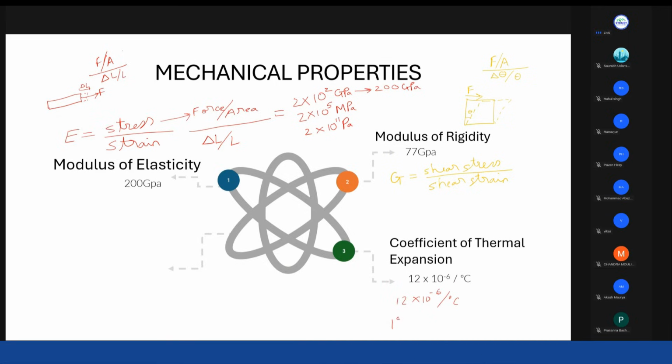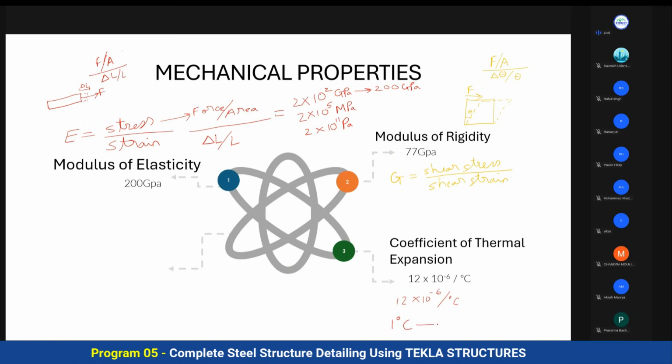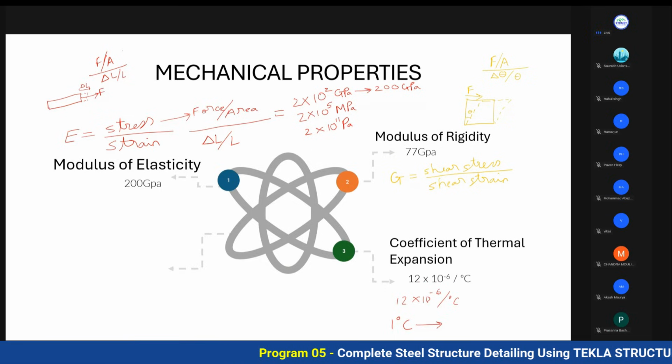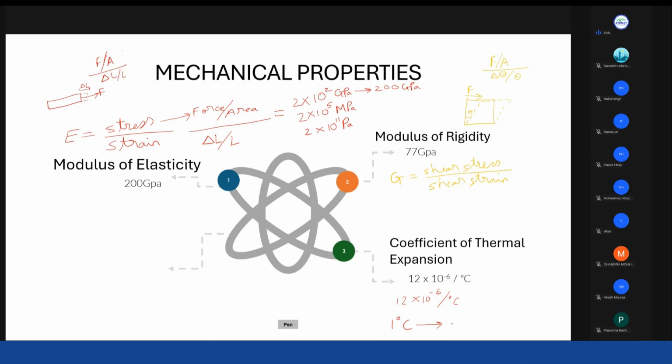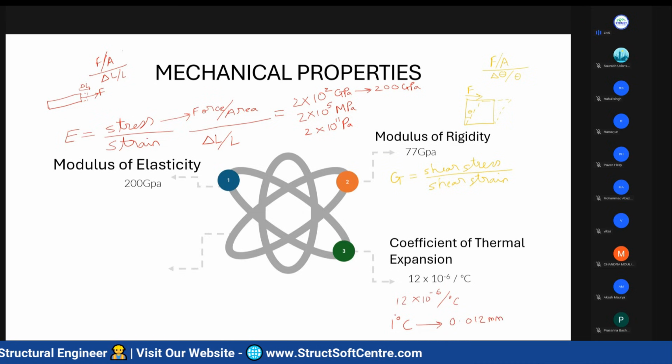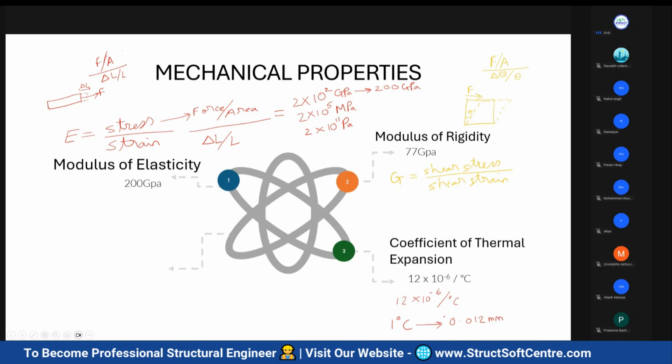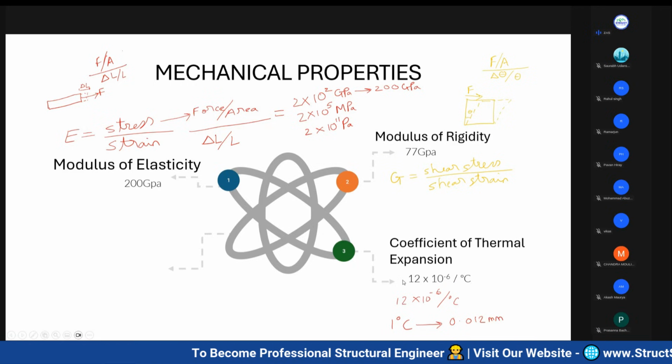So for 1 degree Celsius change in temperature, if you have a steel bar and the temperature is increased by 1 degree Celsius, then that member will increase in length by 12 into 10 to the power minus 6 meter. If you write in millimeter, it is 0.012 mm. This will be the increase in length because of 1 degree change. So in this way you can try to understand what this coefficient of thermal expansion is.